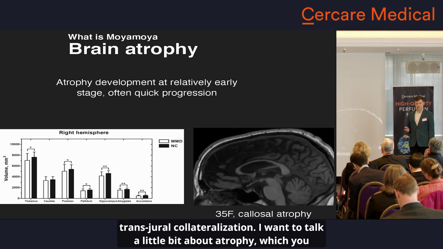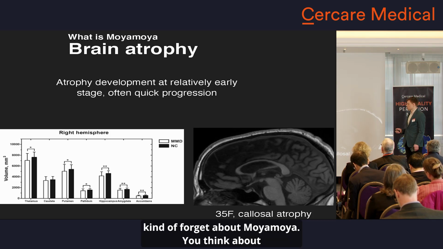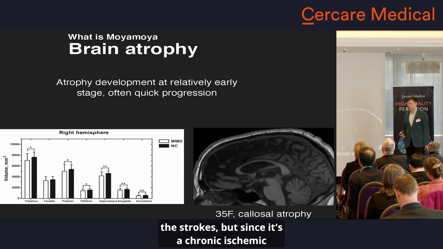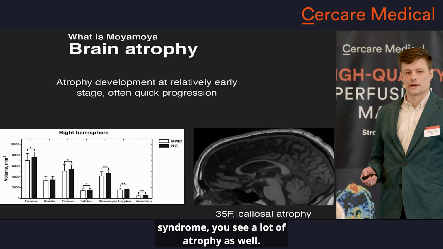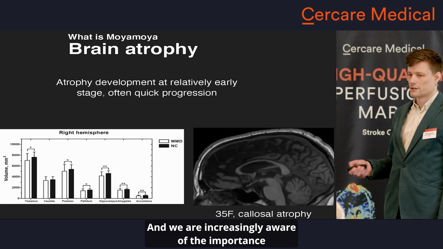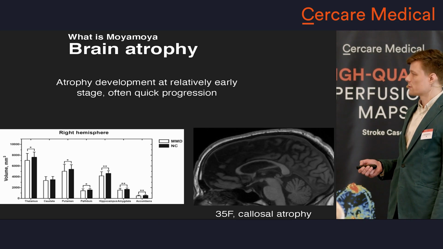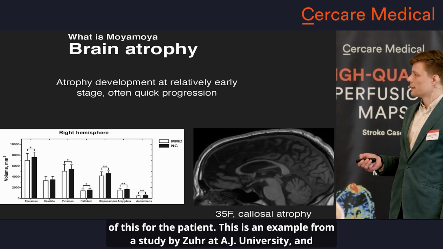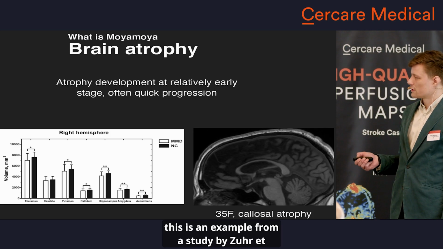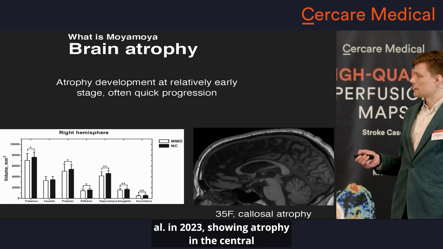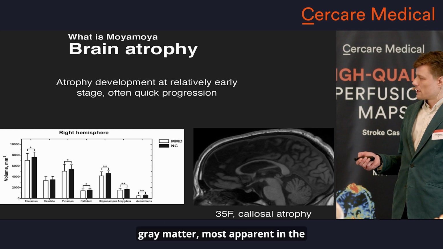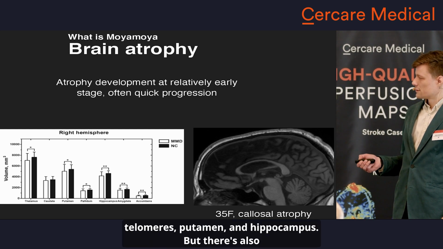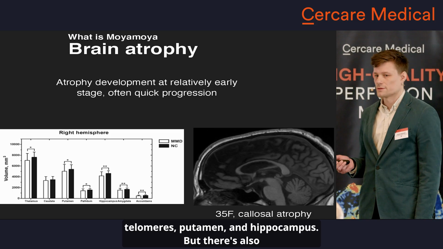I want to talk a little bit about atrophy, which you kind of forget about in Moyamoya. You think about the strokes, but since it's a chronic ischemic syndrome, you see a lot of atrophy as well, and we are increasingly aware of the importance of this for the patient. This is an example from a study by Zhou et al. in 2023, showing atrophy in the central gray matter, most apparent in the thalamus, putamen, and hippocampus.